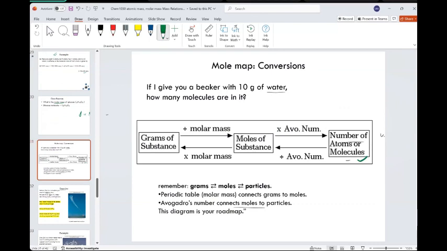So I say it's a mole map conversion. Okay, this is just the title I like. It is not really a strict chemistry title. It's just I like that. Mole map conversion. That means we convert using the mole concept from one thing to another.